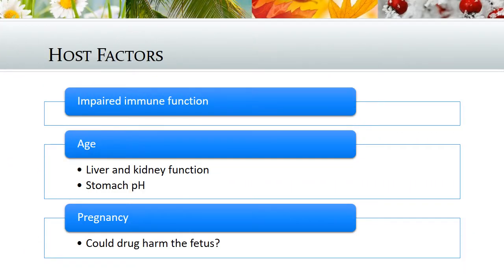Let's look at host factors. Host factors play a significant role in the selection of optimal antibiotic therapies. Consideration must be given to factors such as history of allergy or intolerance, age, organ dysfunction, pregnancy and lactation, and site of the infection. Age can affect liver and kidney function and the stomach pH. And in the case of a pregnant person, we need to understand if the antibiotic harms the unborn child.